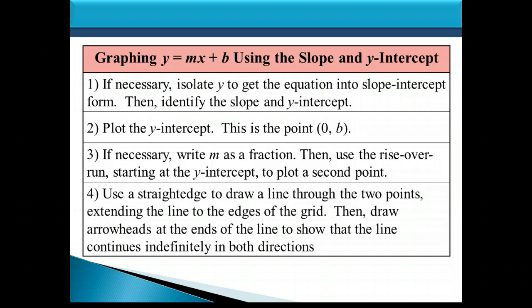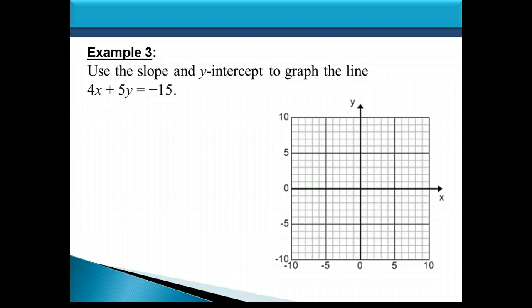So now that you have 2 points, you can use a straight edge to draw a line through the 2 points, extending the line to the edges of the grid, and then draw arrowheads at the ends of the line to show that the line continues indefinitely in both directions. So let's look at an example.